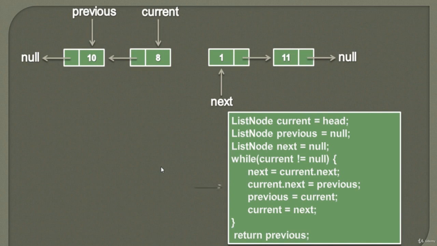So moving ahead, to this previous, now we'll assign the value current. So moving ahead, now we'll simply assign whatever the value present in the next to the current. So the current traverses to the third node.